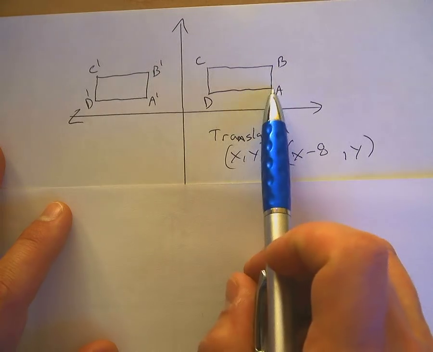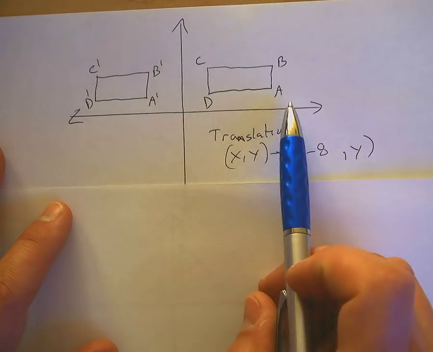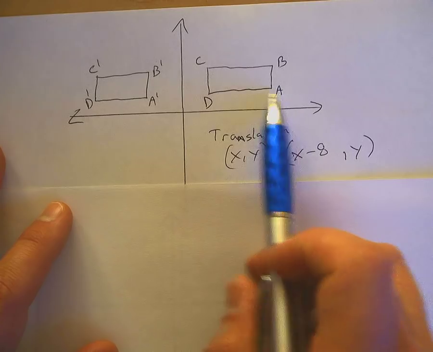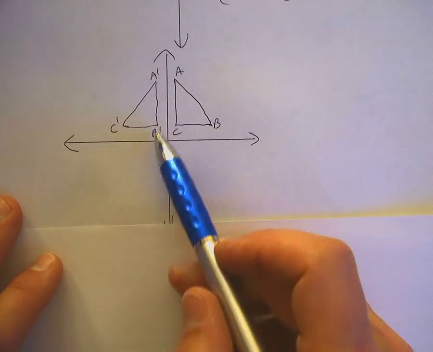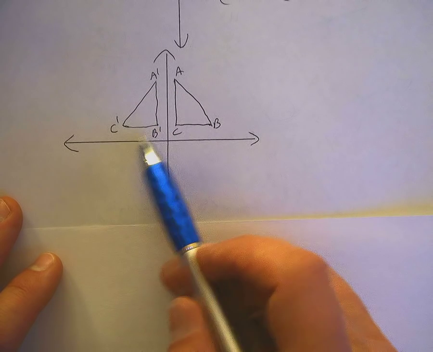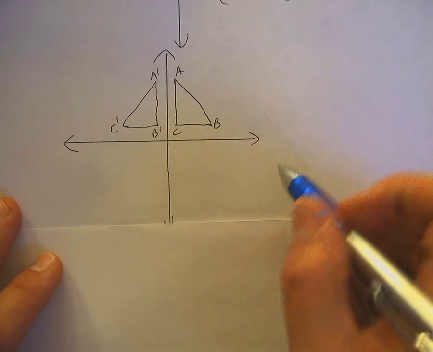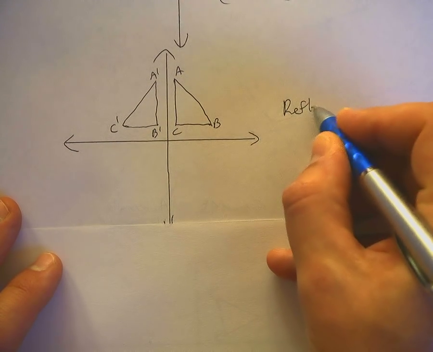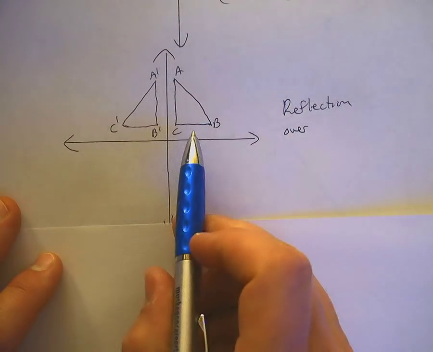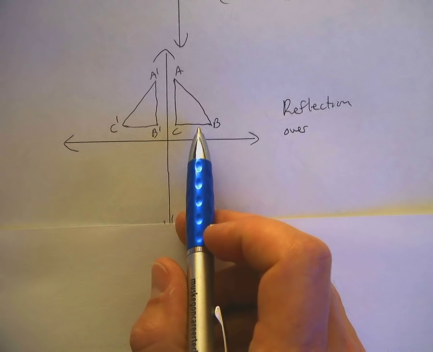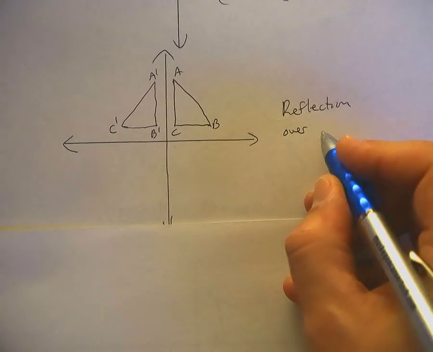Remember, you're starting with the ones that are not prime, going to the ones that are prime, pre-image to image. Right down here, you can see we're starting with A, B, and C. We're going to A prime, B prime, and C prime. And this is a reflection over, let's see, it's a reflection over this axis, which is the y-axis.